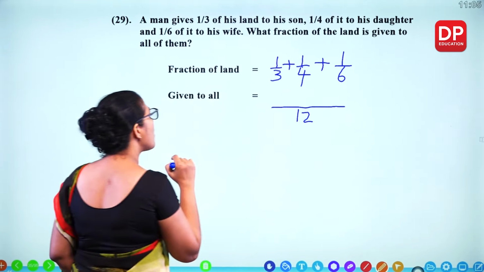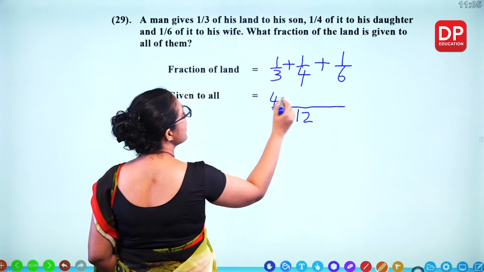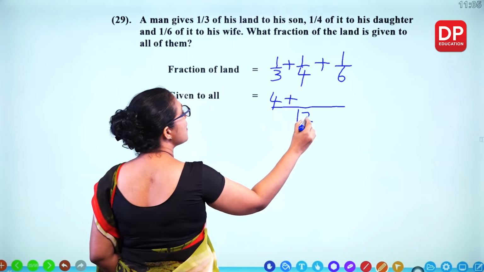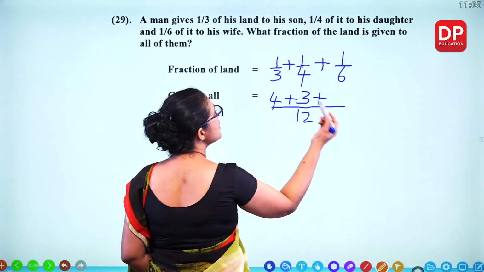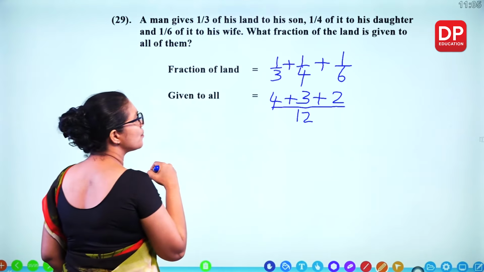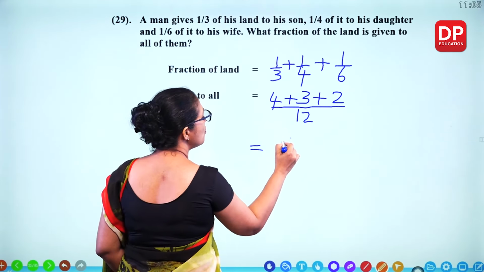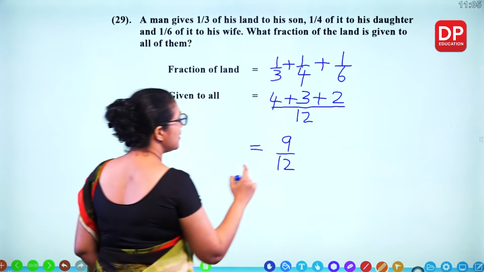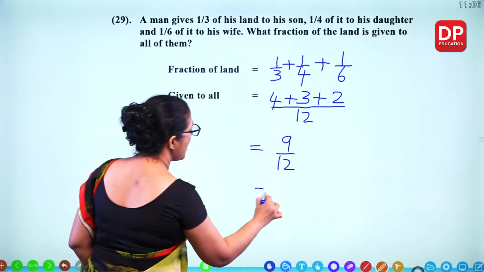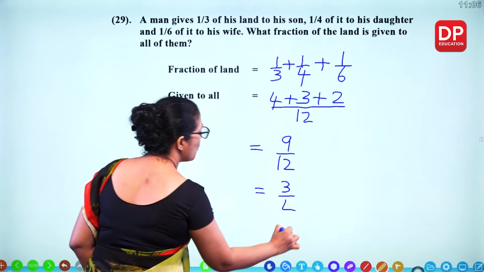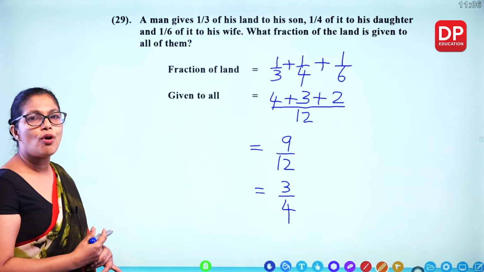Convert everything to 12. 3 to 12 means multiply by 4. You get 4 here. 4 to 12 multiply by 3. You get 3 here. 6 to 12, that means multiply by 2. 2 times 1, 2. 4 plus 3, 7. 7 plus 2, 9 over 12. Now you can simplify this. Divide by 3. 3 times 3, 3 times 4. So 3/4 of the land is given to all of them.